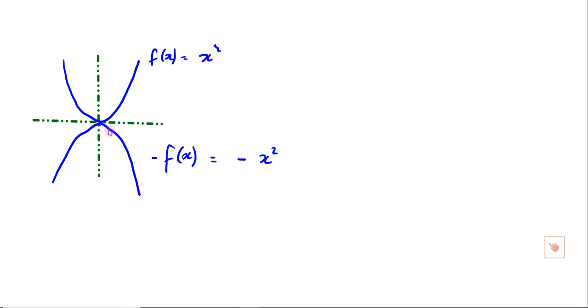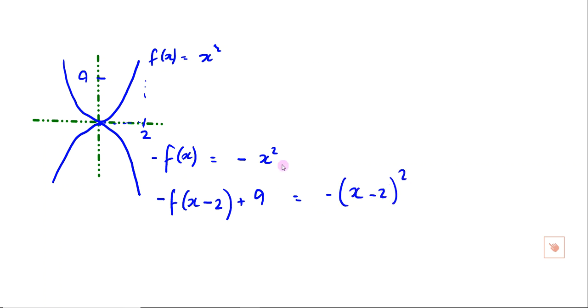Now I need the vertex to move across to 2 and up to 9. So that would be negative f of x minus 2, and then plus 9. So that would be negative (x minus 2) squared, that bit, plus 9. So that's how we do that in vertex form. That's why vertex form is so useful for us.